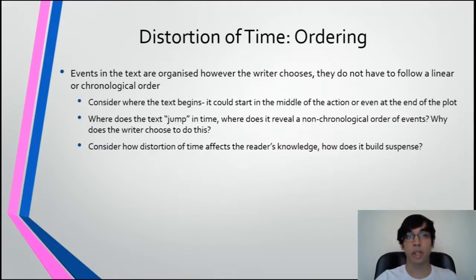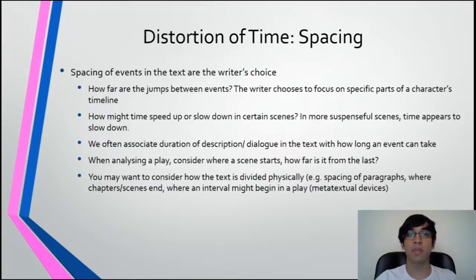Now, we've talked about order in the text, but we can also consider how events are spaced in the text. Now, as we mentioned, a whole character's life can be reduced to about 200 pages, much shorter than a normal person's life. And this is because the writer can choose to skip over boring parts of the text, or parts that they don't think are relevant to the whole story. For instance, if the character goes to sleep at night, you expect the next event to be them waking up in the morning. It's unlikely that a writer will explain the whole sequence of events throughout the character's sleep period, because it's not going to be interesting to readers.